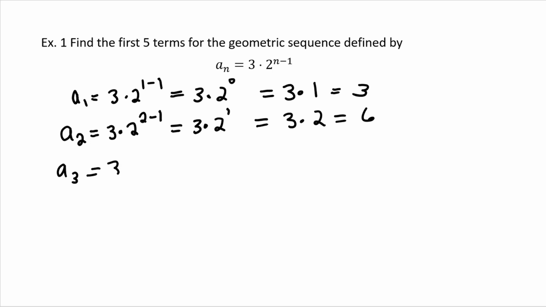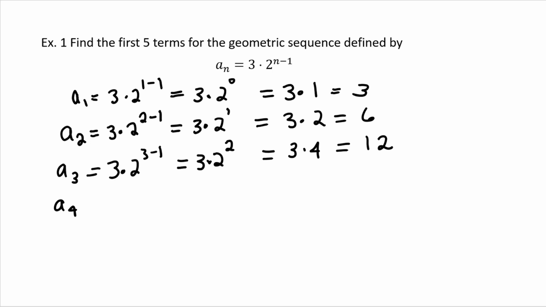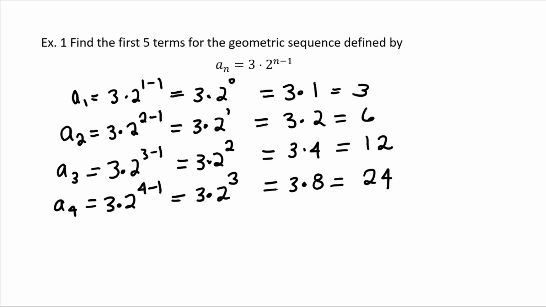A sub 3: 3 times 2 to the power of 3 minus 1, 3 times 2 squared. 2 squared is 4, and 3 times 4 is 12. You should be seeing a pattern about now. A sub 4 is equal to 3 times 2 to the power of 4 minus 1, which would be 3 times 2 to the power of 3. 2 cubed is 8, and 3 times 8 is 24. Notice that the terms are doubling. Let's go ahead and find the fifth term.